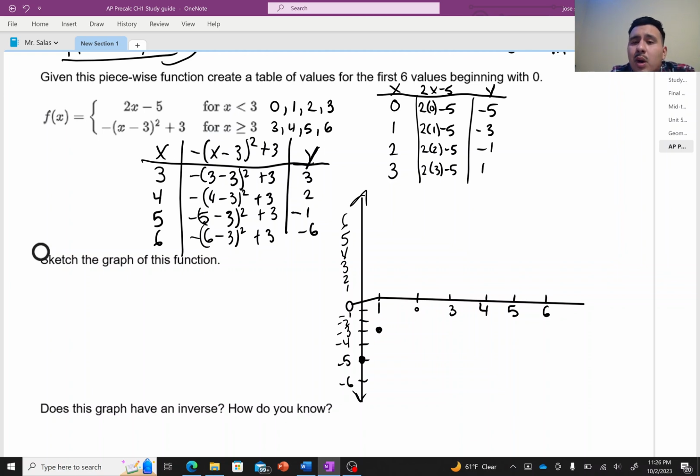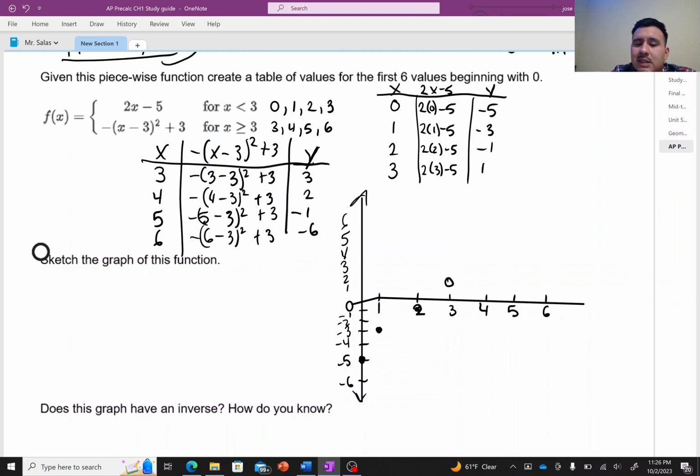Next up, 3, 1. Is that one going to be included? No, that is not going to be included. So at 3, 1, I'm going to go ahead and put an empty hole. That's going to be an empty hole.